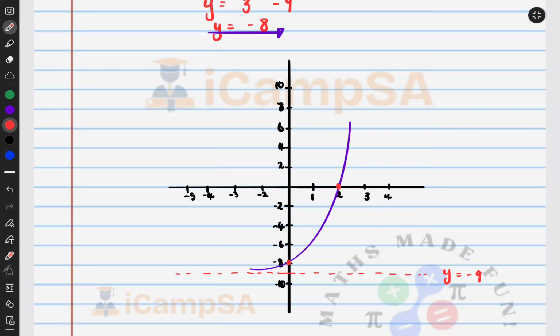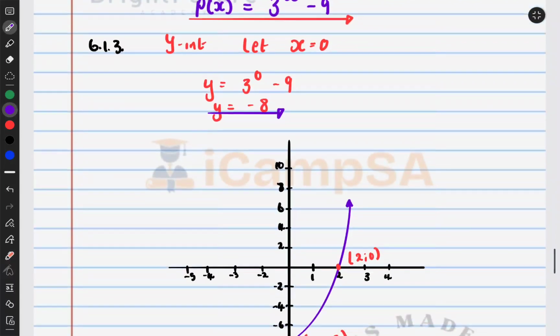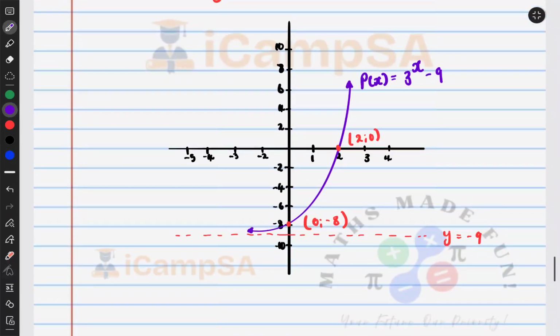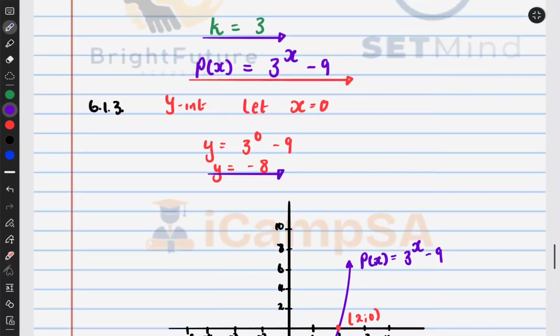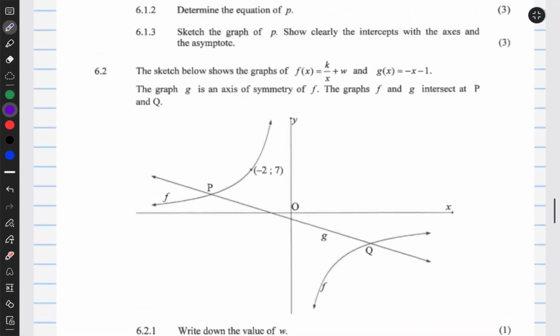And that is how our function is gonna look. The intercept is (0, -8), and we have (2, 0). And this function is the function of p, which is p(x) = 3^x - 9. And that is how your function is gonna look. Okay, that was 6.1.3.